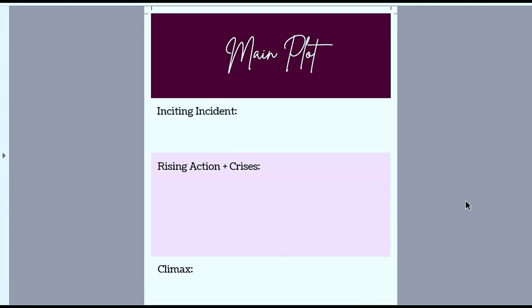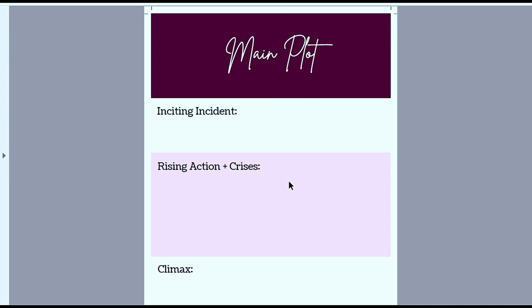Now let's get to our main plot. Once again, there are quite a few plotting strategies and theories. You have hero's journey, plot embryo, save the cat, all of that. But I'm just using the kind of basic plot structure here. So the first thing is your inciting incident. That is the occurrence that kind of gets your plot going.